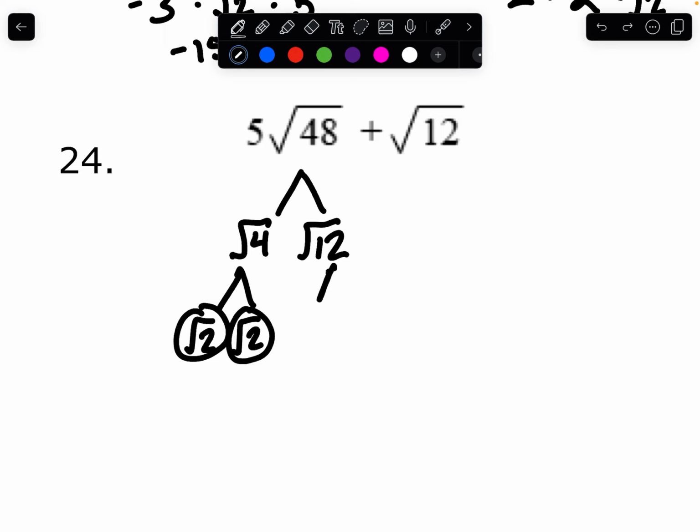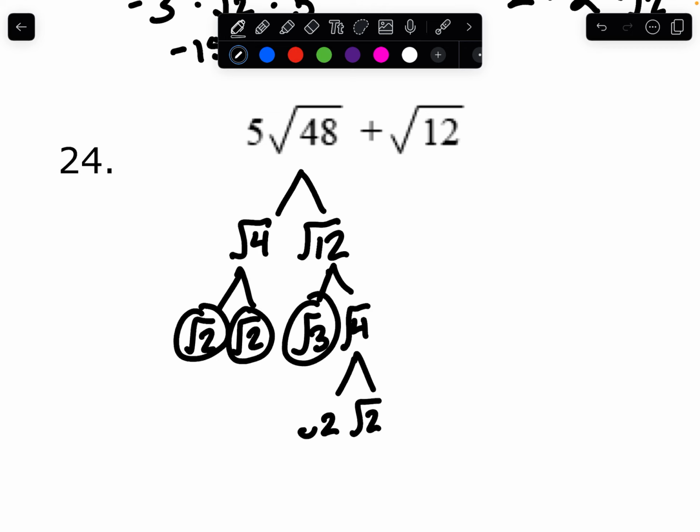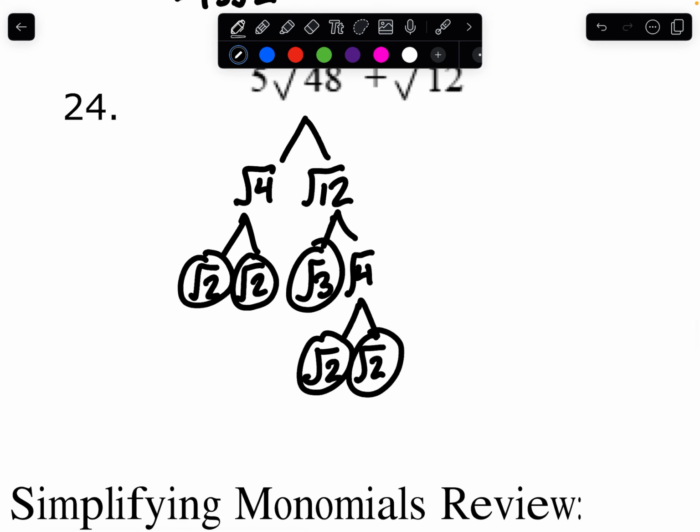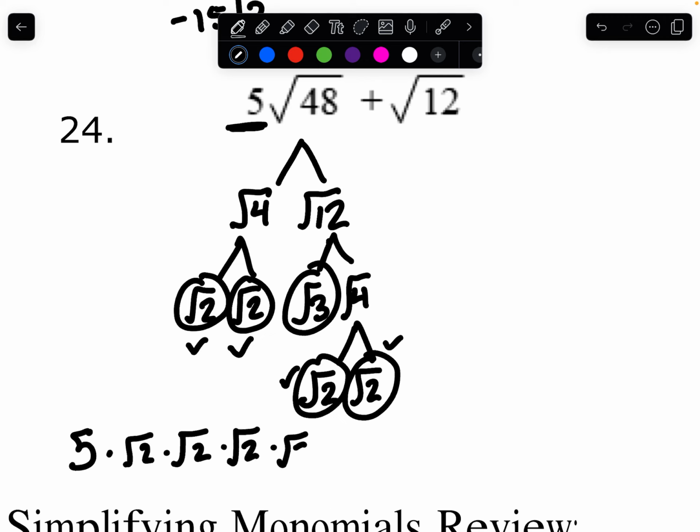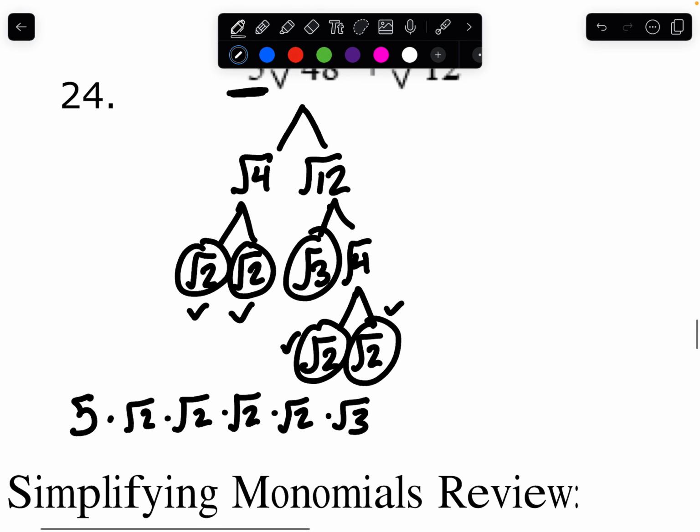And then I have 12. I'm going to do 3 times 4, right? Square root of 3 is prime, and then 4 is 2 and 2. Okay. If I have this, remember, I have to have the 5 here, so I'm going to put the 5 here so I don't forget, because that's what I normally do. I have square root of 2 times square root of 2. Then I have square root of 2, square root of 2, and a square root of 3.